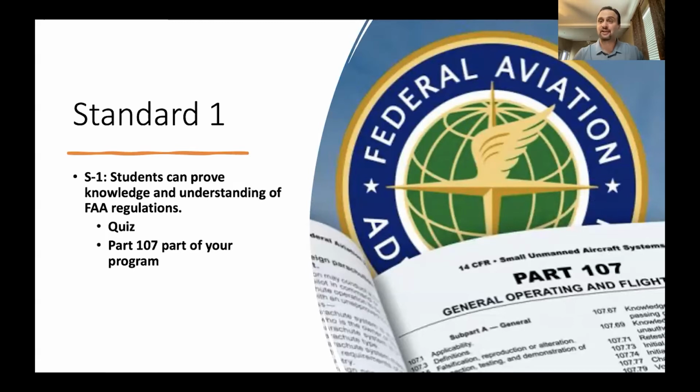There's going to be a task later that's going to be a quiz, and so in your program, we just highly recommend you study the Part 107 drone pilot license. So the Part 107 license is a license issued by the FAA. So this is your industry certification that you need for that CTE box to say, hey, listen, we got an industry certification at the end of our pathway. So make the Part 107 part of your program, study that information, then you're ready to go for this particular standard and then this quiz for the task.